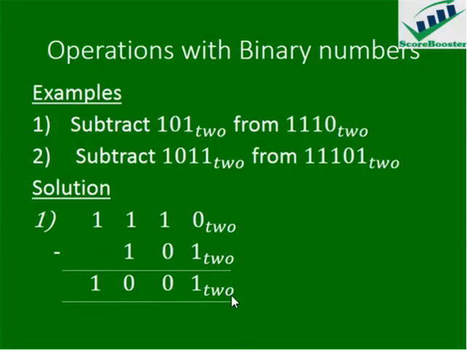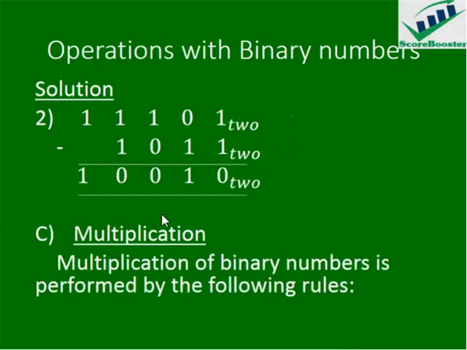So we now move to the second example, which says we should subtract 1011 base 2 from 11101 base 2. So we move to the solution. 11101 base 2 minus 1011 base 2.